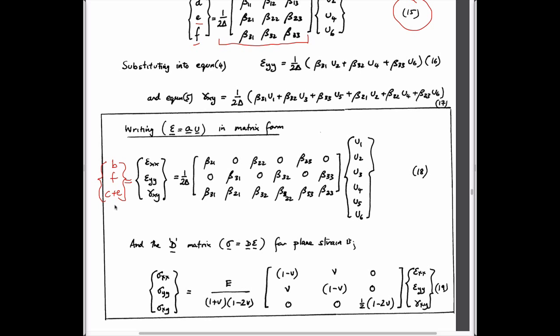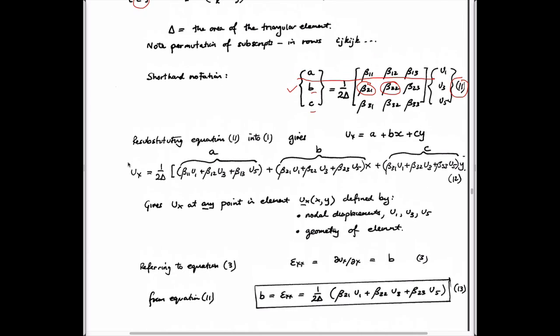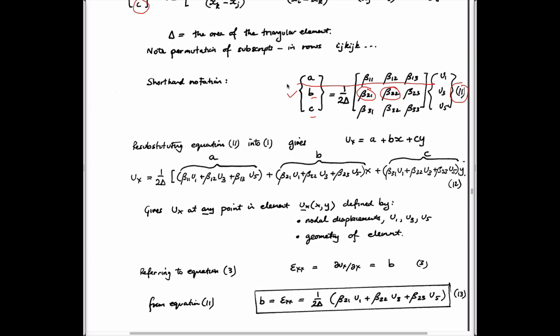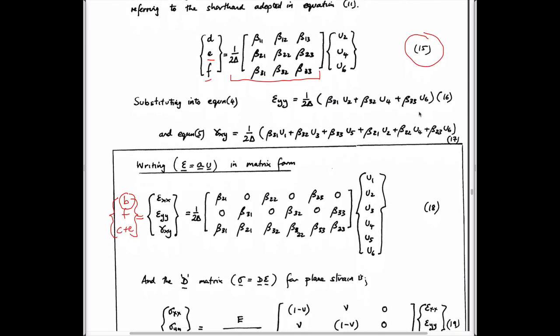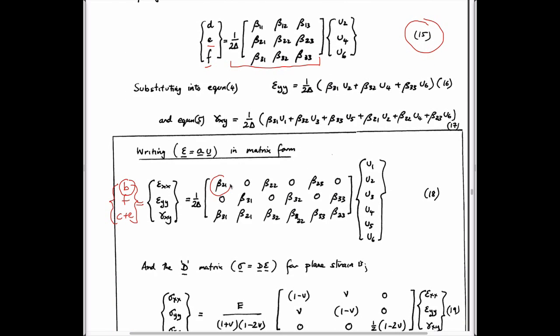And so now, if we know what B is, let's look at it. B is equal to this constant, this times this, plus this times this, plus this times this. And so this is x displacements at nodes 1, 2, and 3. So in other words, it would be B21 times this term, B22 times this term, and B23 times this term.